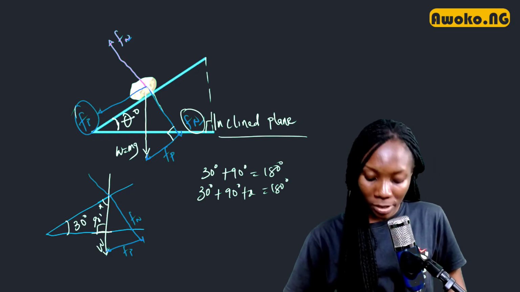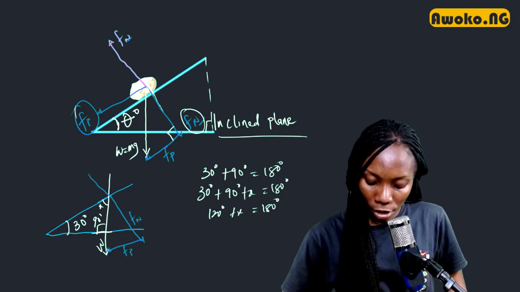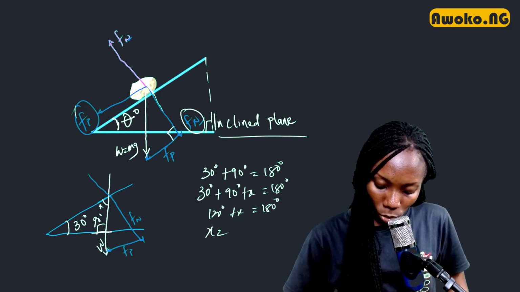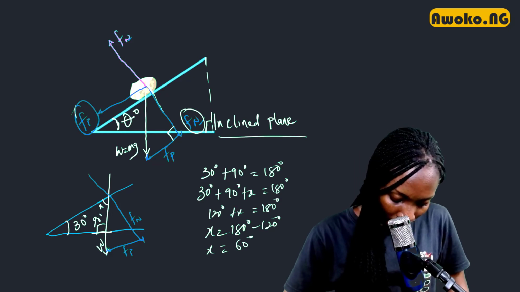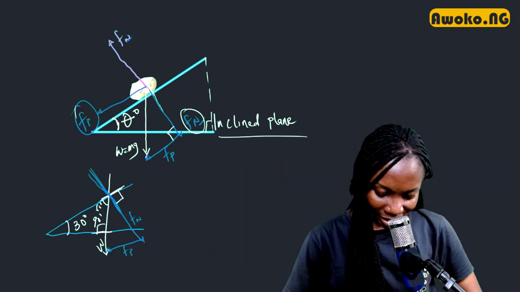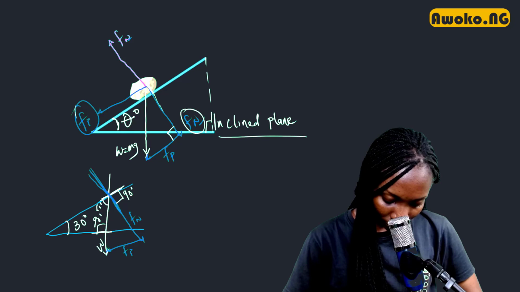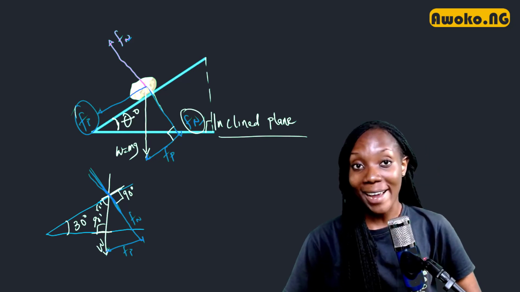Now 90 plus 30 will give us 120, plus x equals 180 degrees. So we have x equals 180 degrees minus 120 degrees. Therefore, x becomes 60 degrees. You can see that here is already 90 degrees. It is making an angle of 90 degrees to the horizontal.